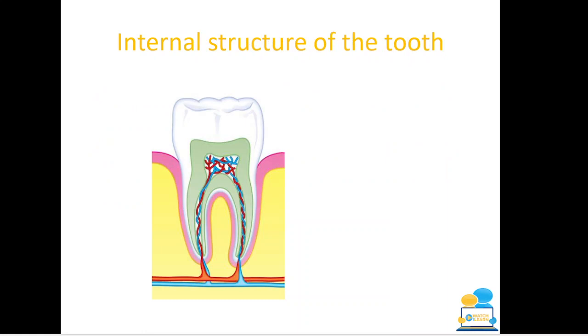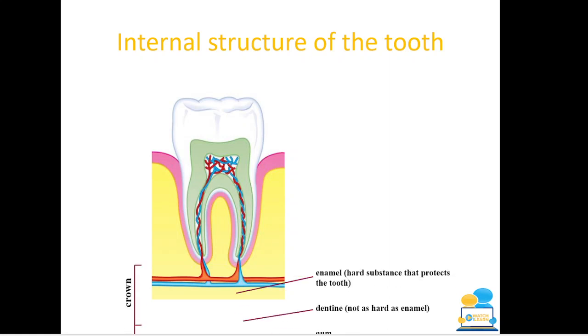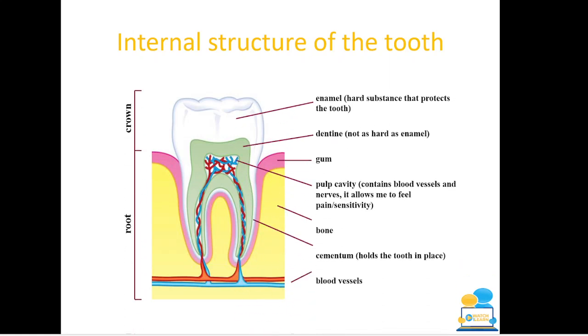So this is the internal structure of a tooth. If you get a tooth and you chop it right down the center, this is what you are going to see. The top half is called the crown. That's the visible part that you can see. And if you're getting a filling, that's usually where you're going to get it. The bottom half is called the root. This is the part underneath the gum line that you cannot see, okay?